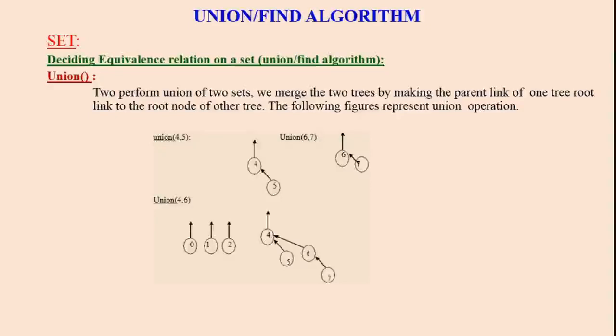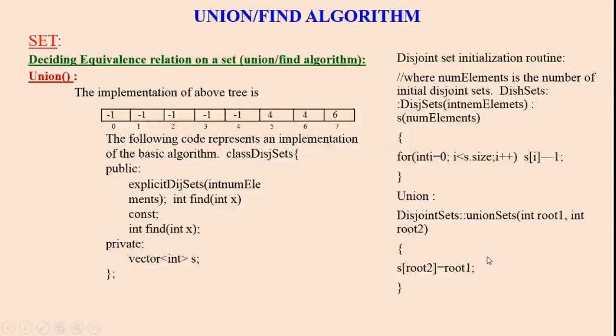Then the union function. To perform the union of two sets, we merge the two trees by making the parent link of one tree root link to the root node of the other tree. The following figures represent the union operation. Here the union of 4, 5 is represented. The union of 6, 7 is represented here. The union of 4, 6 is represented here. The implementation of the above tree is given in the below figure.